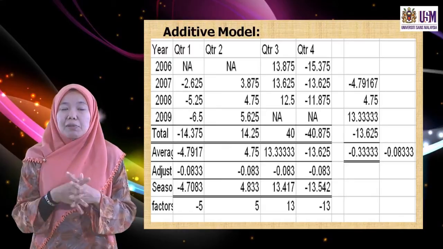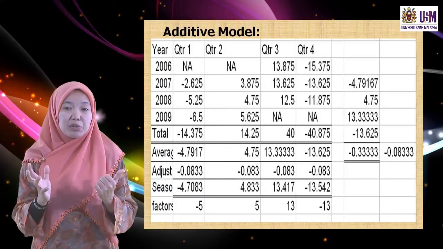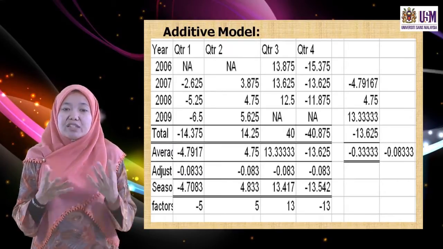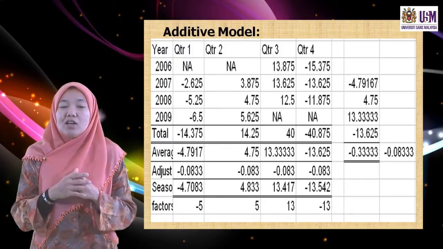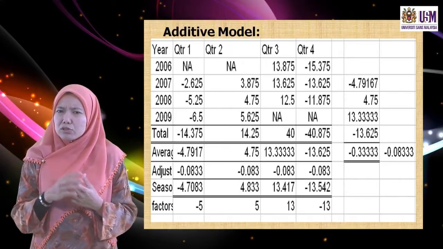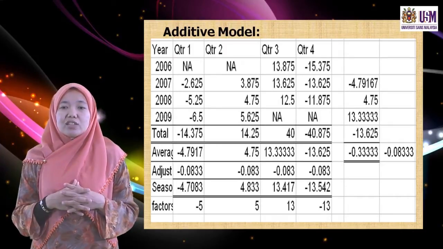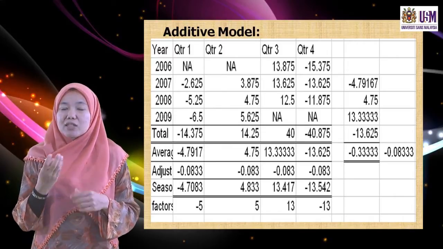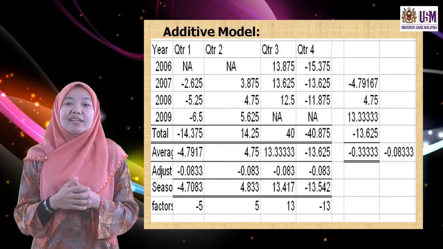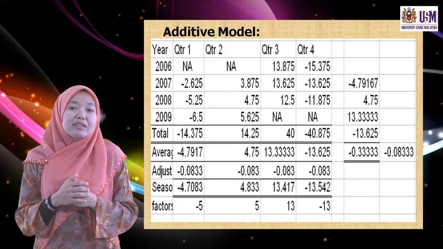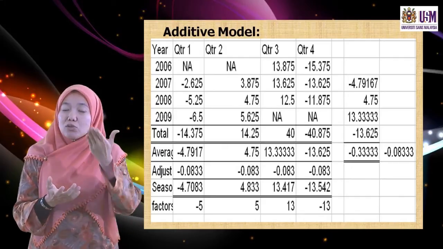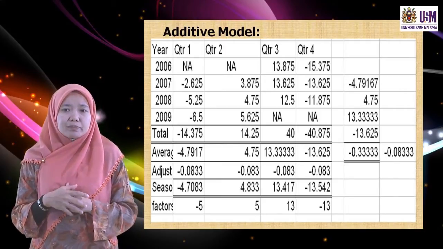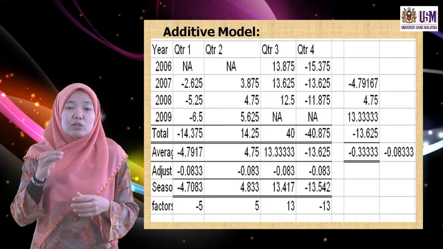For these additive models, or even the multiplicative model, the negative and positive signs remain important. Do not take out the positive and negative signs. So now you have the 4 quarter average values of the seasonal component. You need to add all of these together and check whether they equal 0. On the right hand side of the screen, you have negative 4.79167, the first quarter average, plus 4.75, the second quarter average, plus 13.333, the third quarter average, plus negative 13.625, the fourth quarter average. When you add all of this together, it looks like they more or less offset, but actually there is a difference of negative 0.33. This you need to divide by 4.